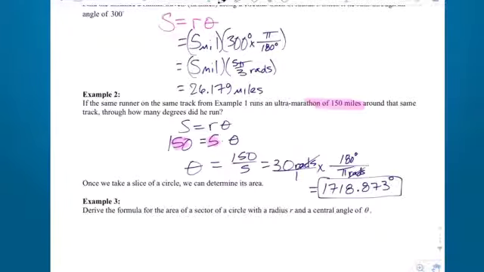But anyway, let's look at example 3. It says to derive the formula for the area of a sector of a circle with a radius r and a central angle of theta. Now, the first thing we have to do is figure out what the heck is the sector of a circle. That sounds like a government building, right? Or a place inside of a government building. Sector 5, top secret.